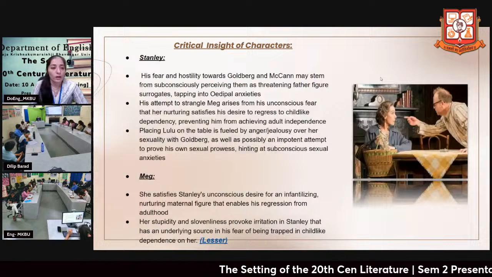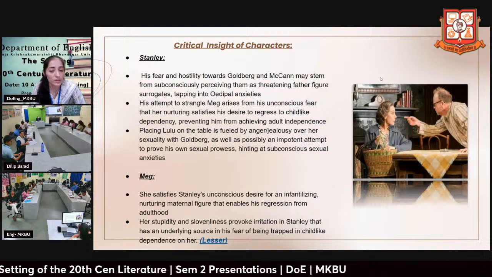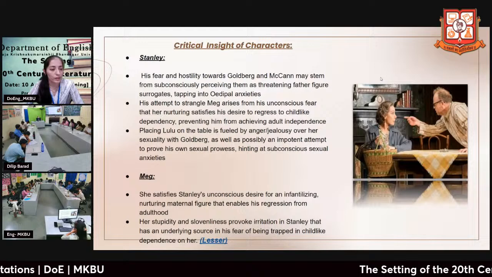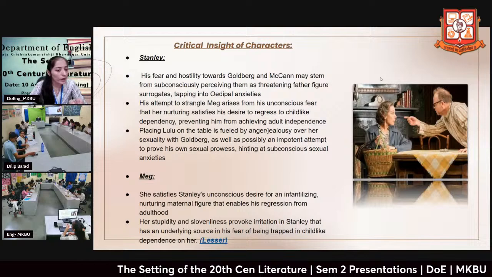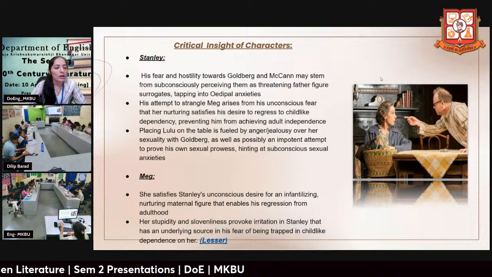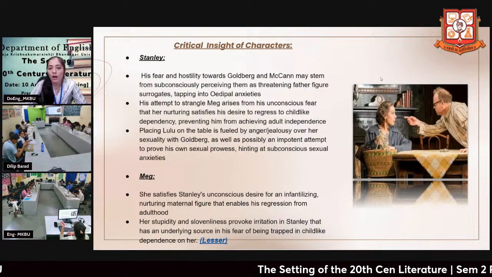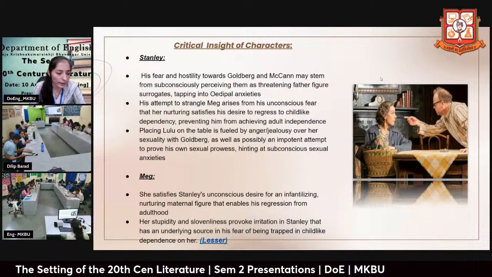Now let's see critical insights on the characters. Stanley's fear and hostility towards Goldberg and McCann must stem subconsciously from perceiving them as threatening father figures, like a child who fears a father figure. We can also interpret them as representing power themselves, and Stanley as the common people. We can also interpret it like that.